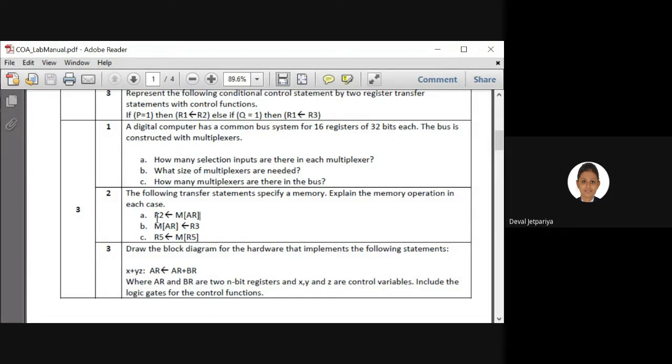The first line is transferring M of AR into R2. Can anyone tell what the meaning of this line is? Any student? Whatever you know, I just want to know what is in your mind. What is the meaning of that? Can you tell me? Please do reply with whatever you are getting from this line.